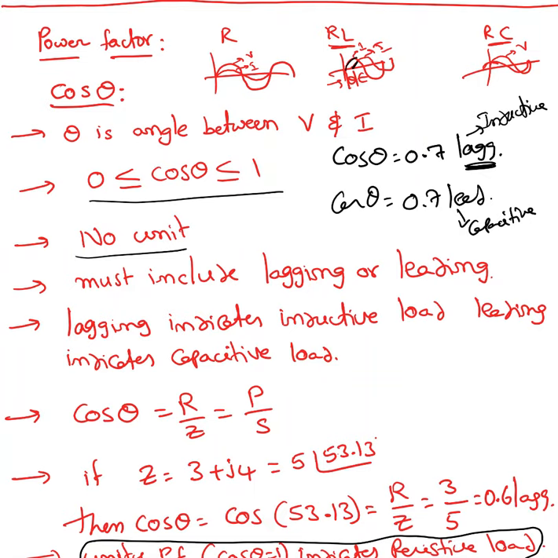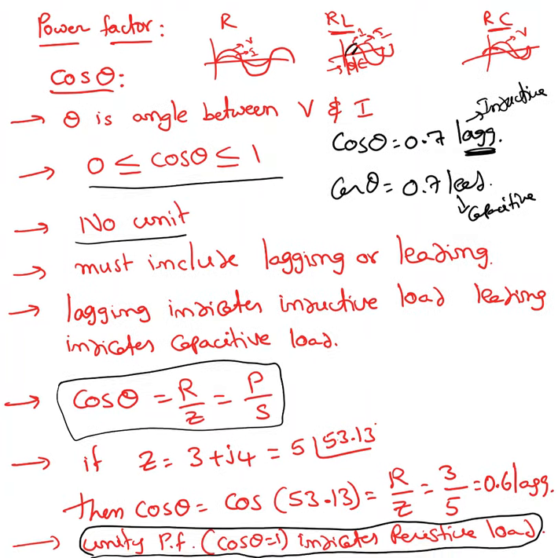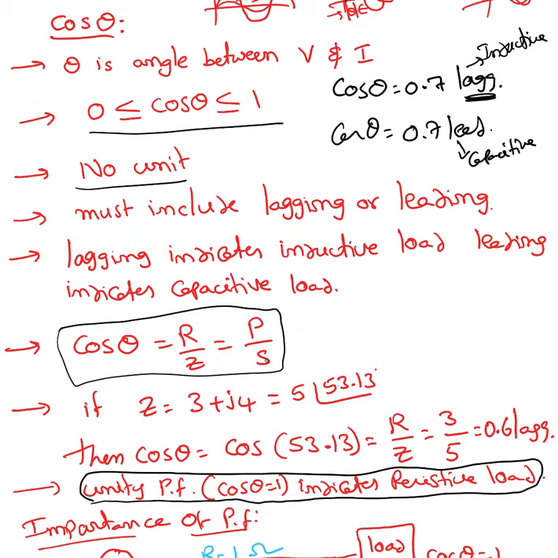Now, the formula to find power factor: cos theta equals R over Z or P over S. You can use either of these two formulas. P is the active power, S is the apparent power, R is resistance, Z is impedance. So if you have impedance Z equal to 3 plus j4, we know that 3 is resistance and j4 is inductive reactance, jXL. jXL always has a plus. If it is jXC, you see always a minus.